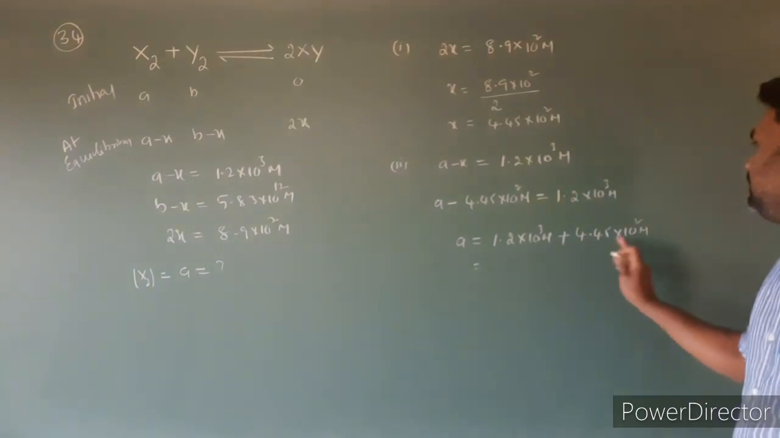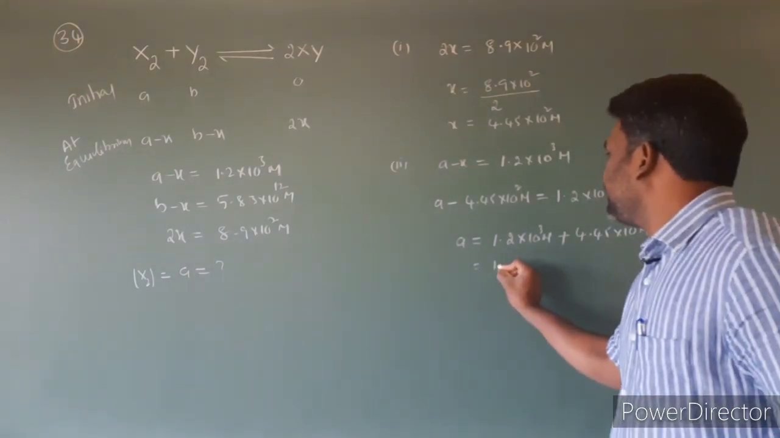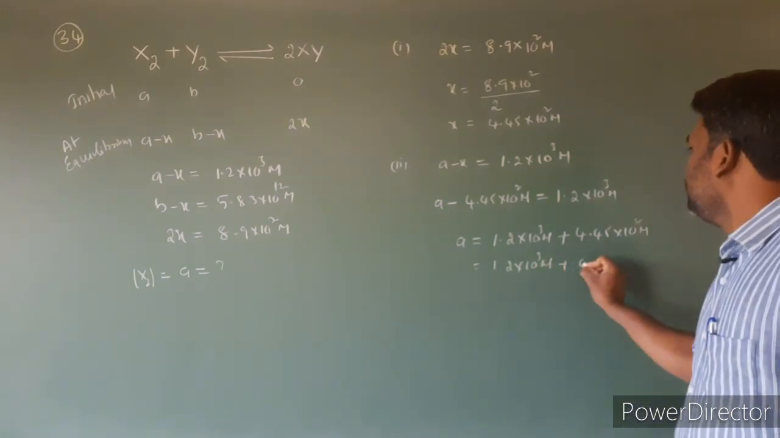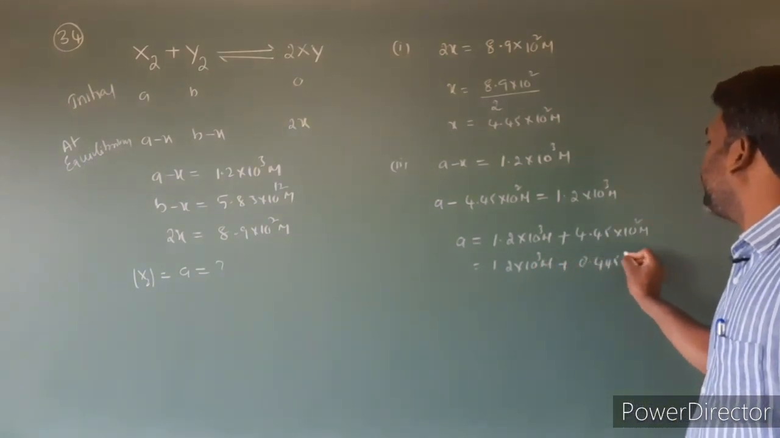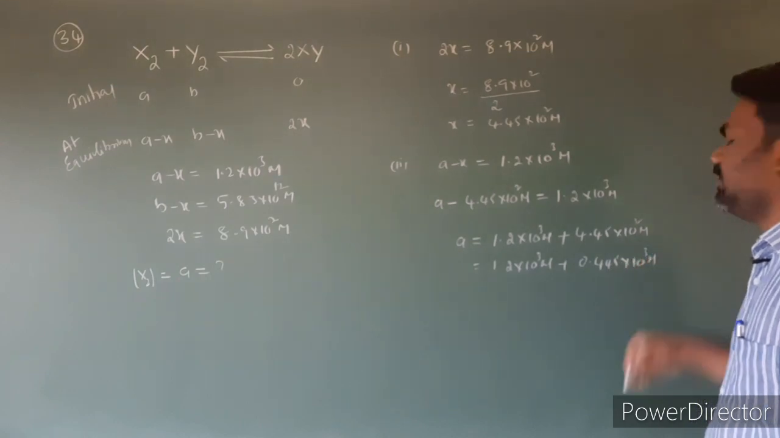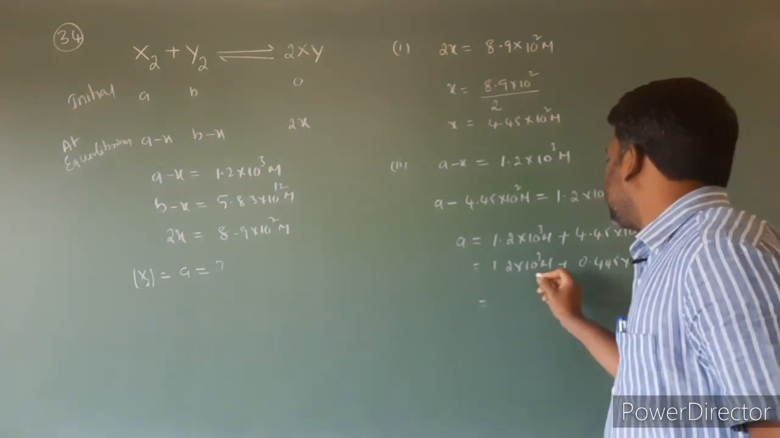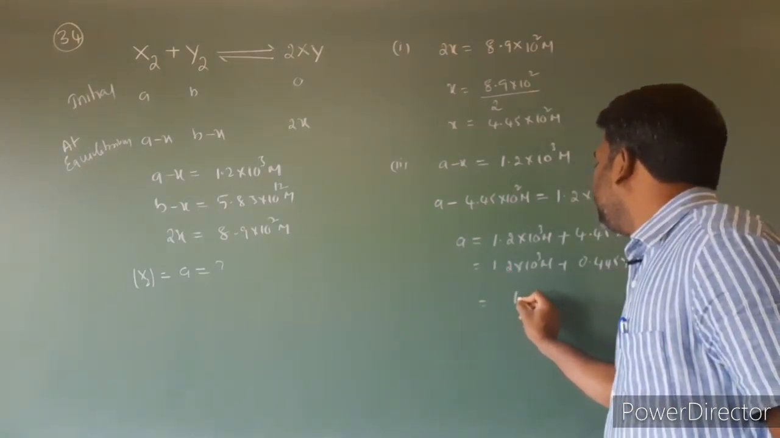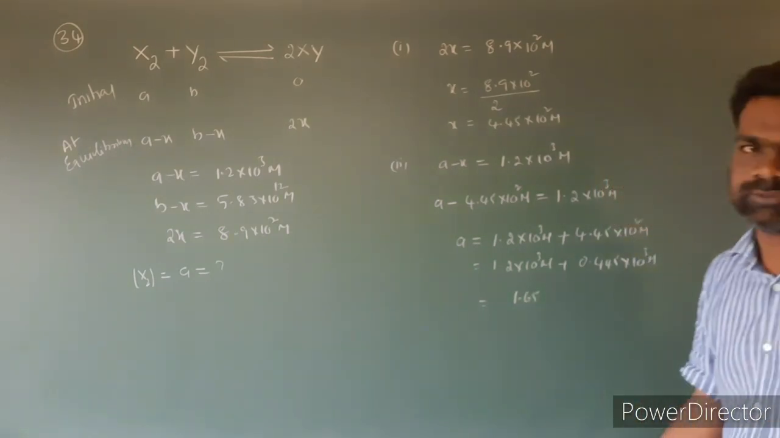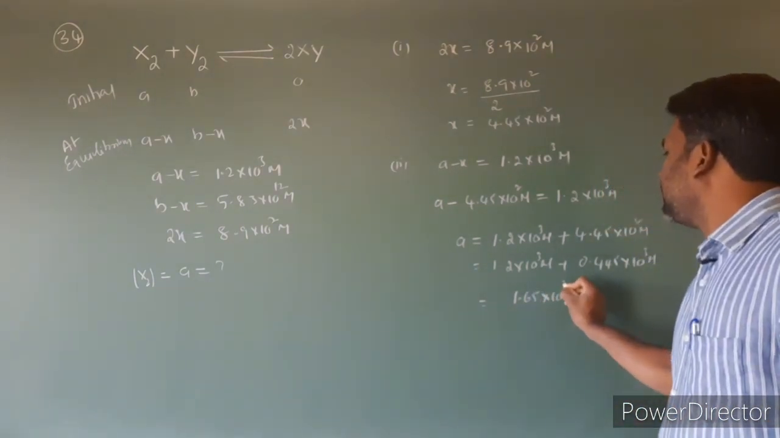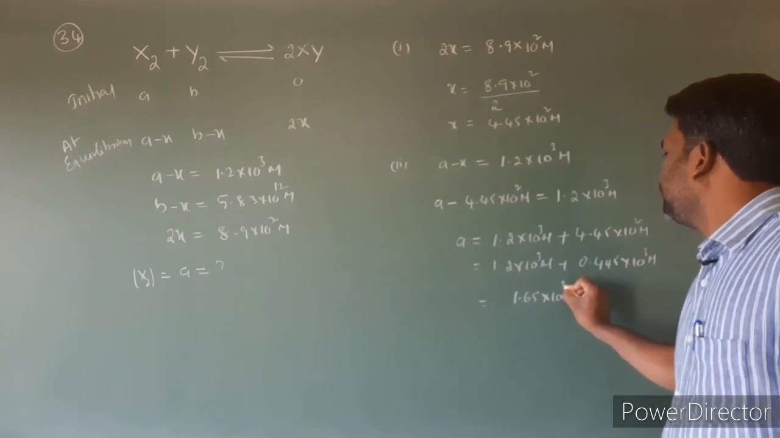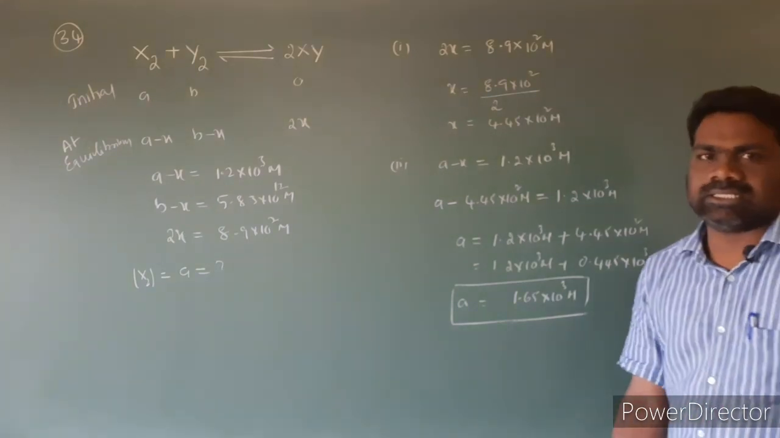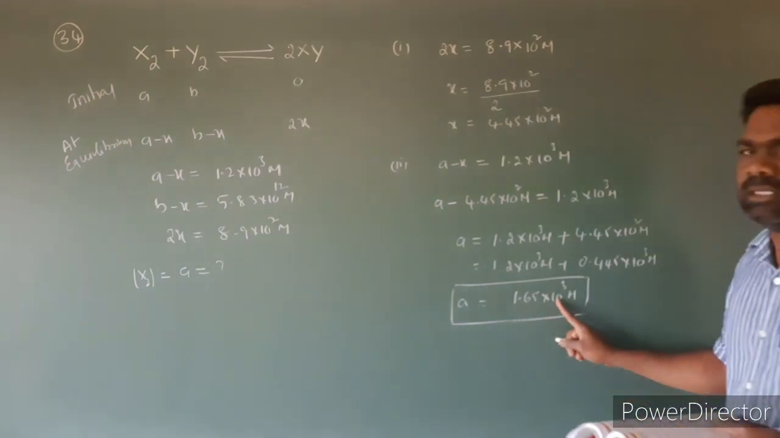Then here 10 power 3 is there, and here also 10 power 3 is there. So I am rearranging the equation as 1.2 into 10 power 3 m plus 0.445 into 10 power 3 m. So we have to add and take 10 power 3 common. Then 1.2 plus 0.445 we will get approximately 1.65 into 10 power 3 m. So this is the initial concentration of X2. The initial concentration of X2 is equal to 1.65 into 10 power 3 m.